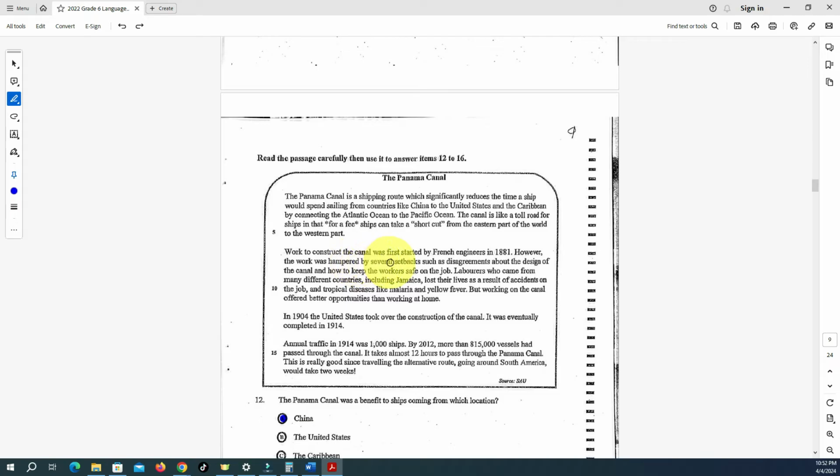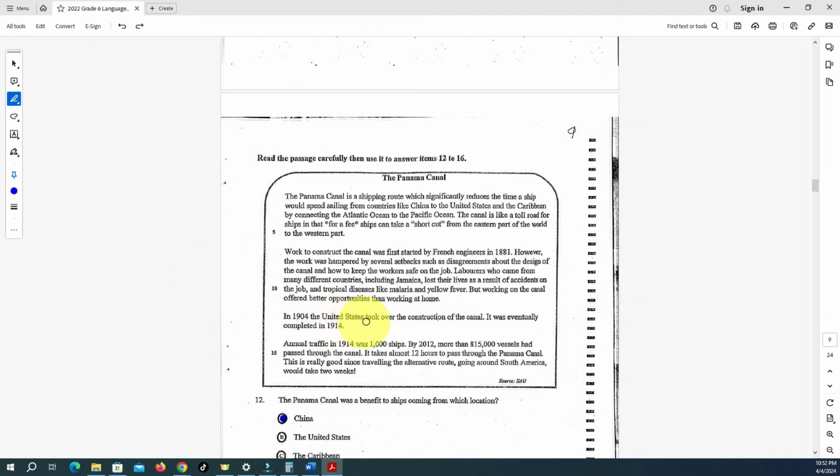Work to construct the canal was first started by French engineers in 1881. However, the work was hampered by several setbacks such as disagreements about the design of the canal and how to keep the workers safe on the job. Laborers who came from many different countries, including Jamaica, lost their lives as a result of accidents on the job and tropical diseases like malaria and yellow fever. But working on the canal offered better opportunities than working at home.